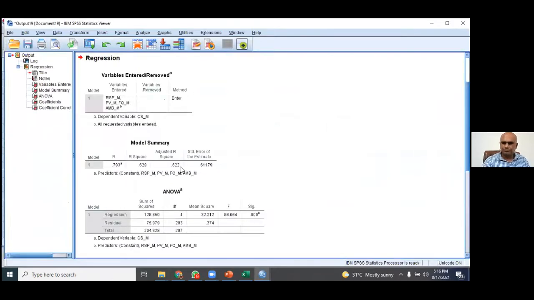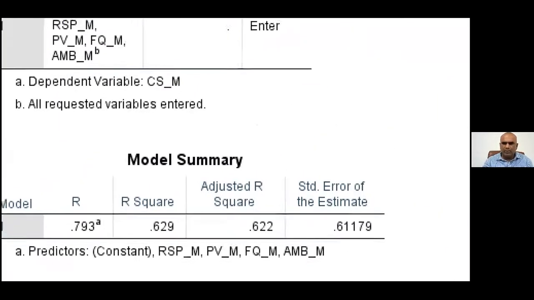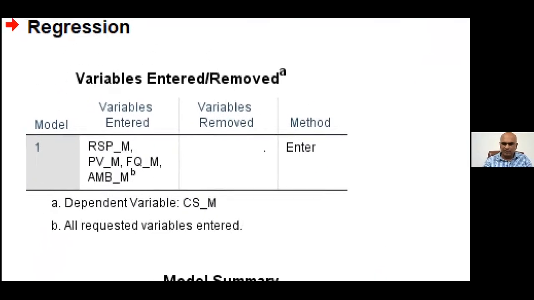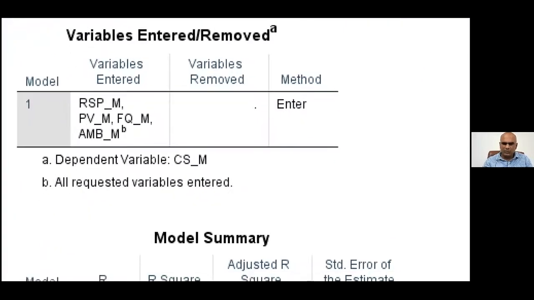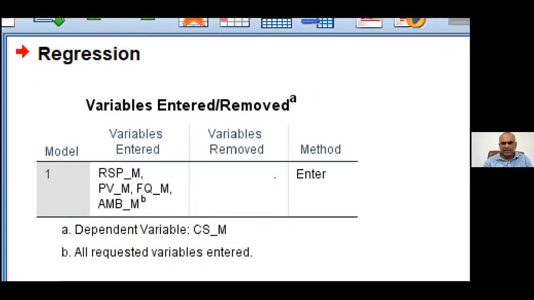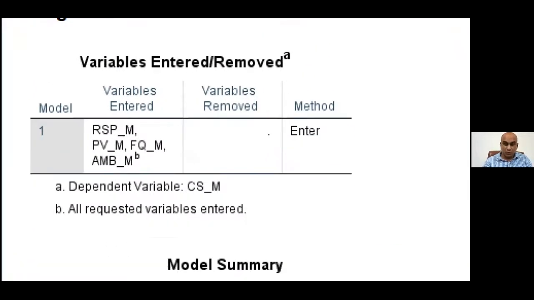Just run it. Okay. So here, number 1, we see the dependent variable, right? Regression results. So we see the dependent variable says that whenever we run any type of analysis, SPSS shows us what it has run.